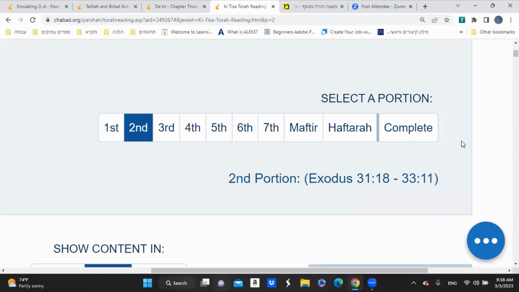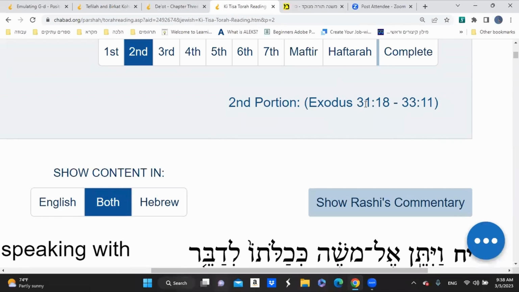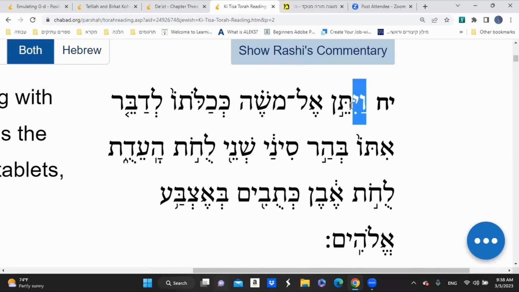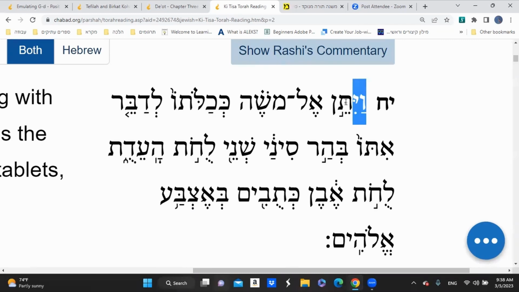The second Aliyah of Parashat Ki Tisa, Exodus chapter 31, verse 18. Vayiten el Moshe kechalatha. Kechalatha. Vayiten.